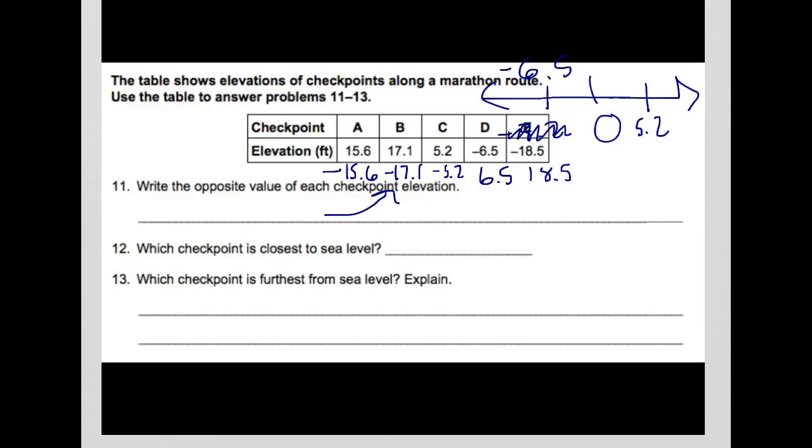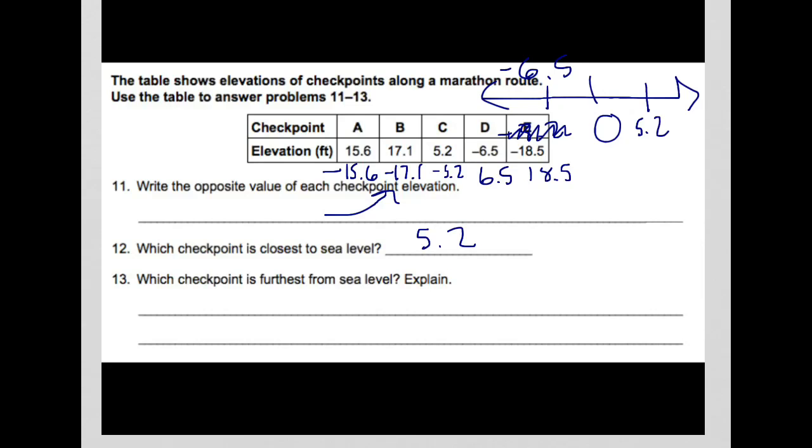Which one is closer to 0? Well, I know that if I look in the ones place, 6, if I just think about absolute values, 6 is bigger than 5, so it's going to be further away from 0. So the checkpoint that's closest to sea level is 5 and 2/10.